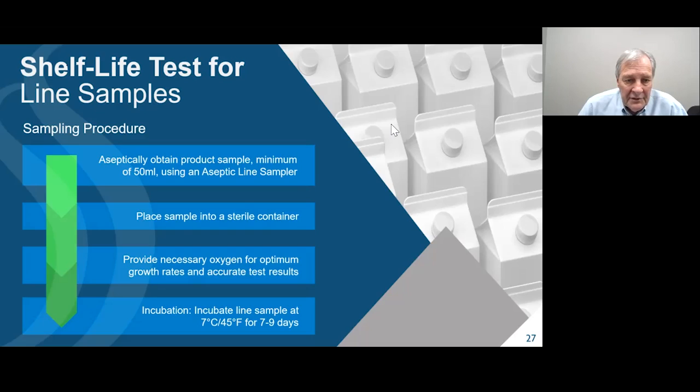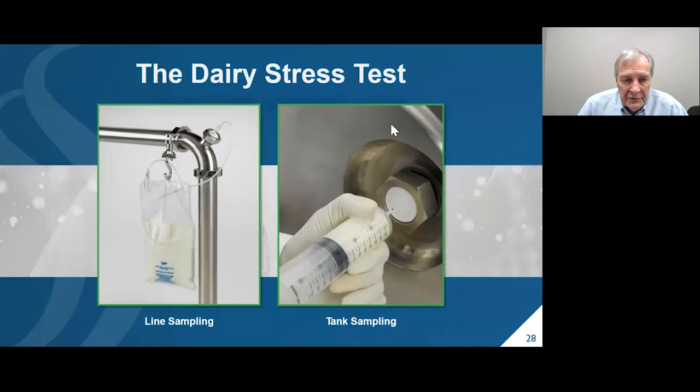Shelf life test for line sampling. Again, we have to collect the aseptic sample, place the sample in a sterile container with oxygen permeability, and incubate it for up to 7 days or 10 to 9 days or even more. This shows an aseptic sampling system. This particular sampler is pre-sterilized, has a sanitary design, and it's going into a collection bag that's 2 liters in volume. It'll give us very accurate line analysis.